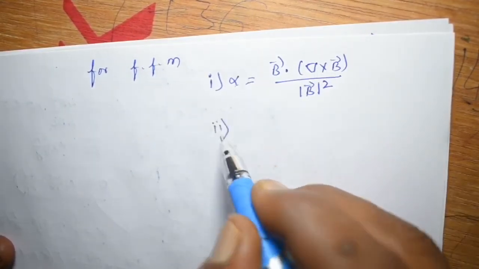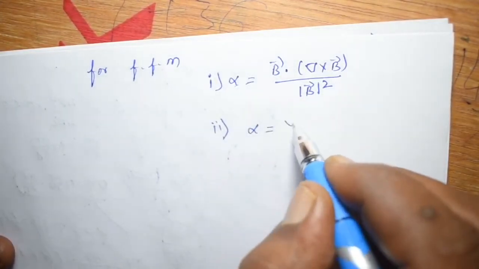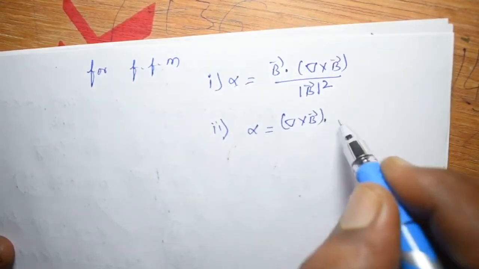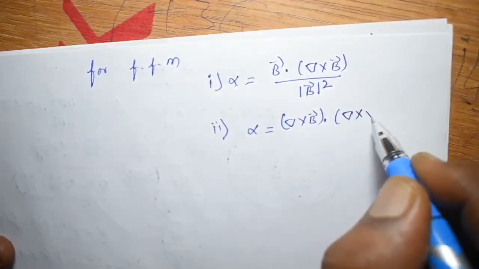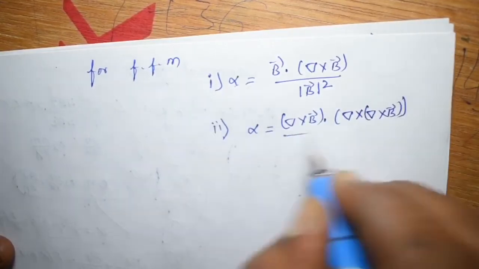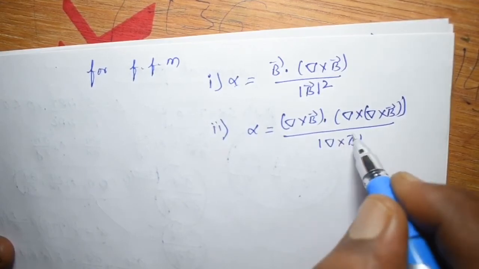And second, you are going to prove alpha is equal to curl of B dot curl of B whole divided by curl of B whole square.